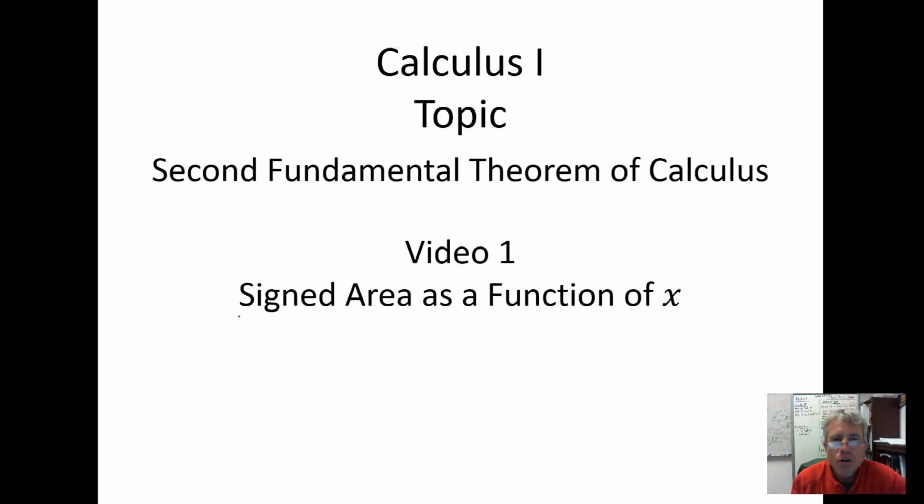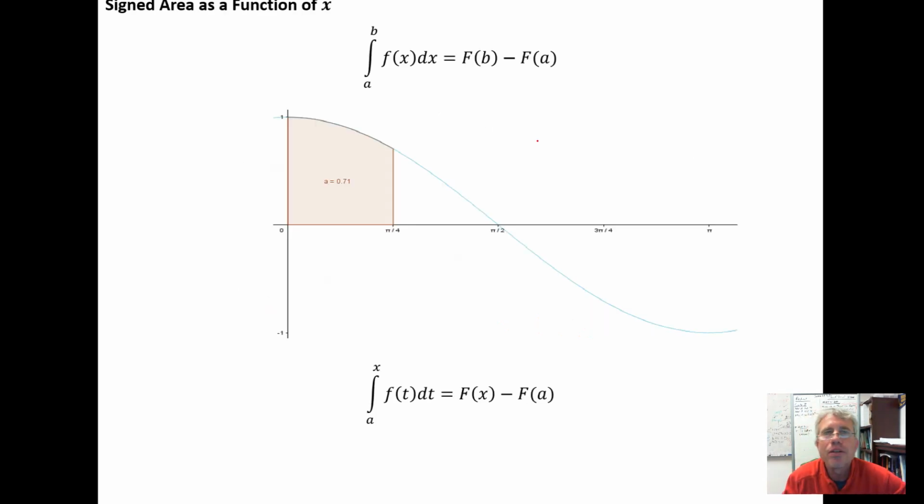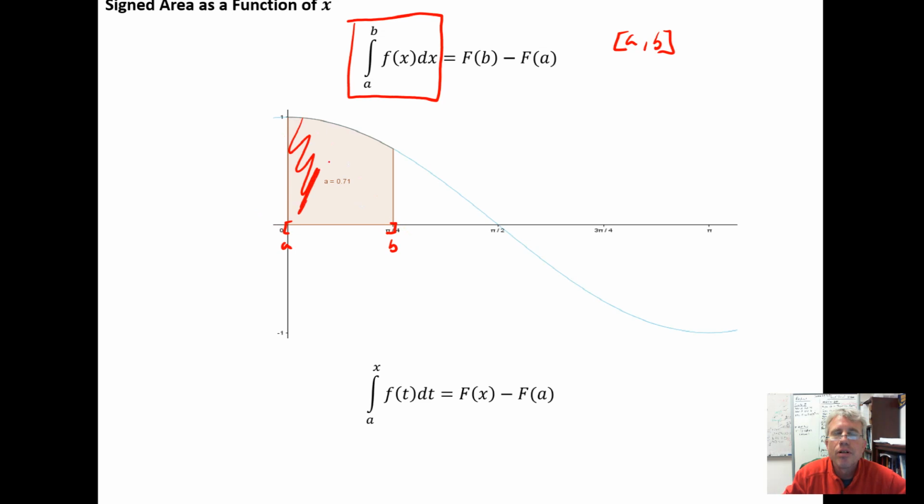So in this video, we're going to look at calculating signed area as a function of x, or any variable name you want to use. In the videos that we've been working through recently, we've identified that the definite integral evaluated over a closed interval from a to b gives you the signed area under the curve from a to b. And by signed, we are indicating that if the curve is above the x-axis, we get a positive area, whereas if the curve is below the x-axis, we get a negative area.